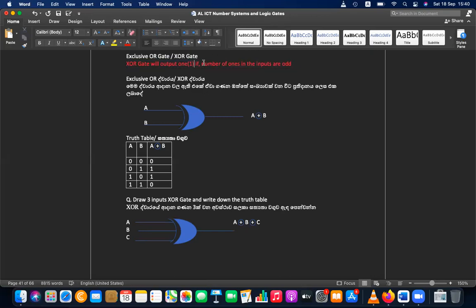If the number of ones in the inputs is odd, then it will output 1. Number of ones in the inputs is odd.